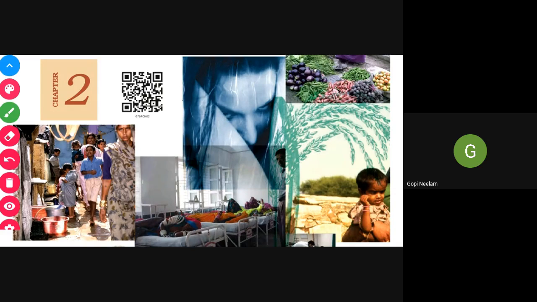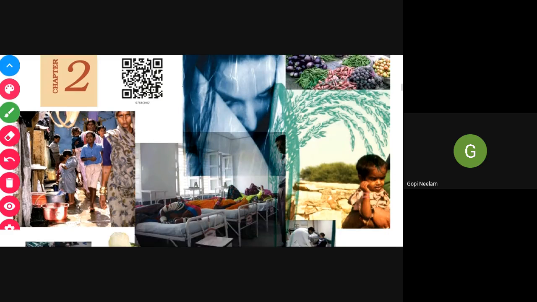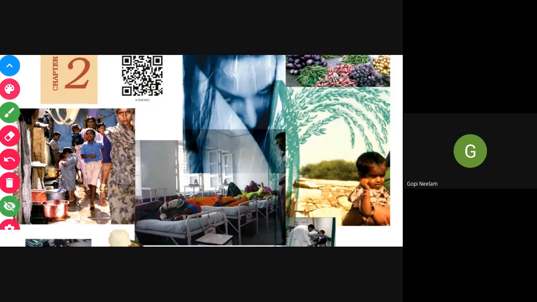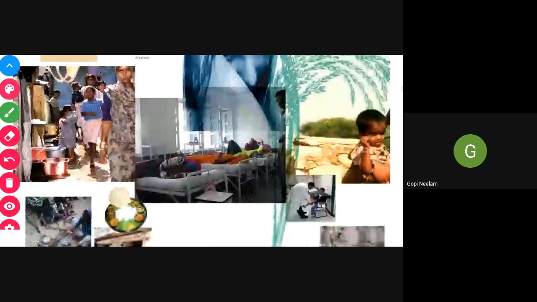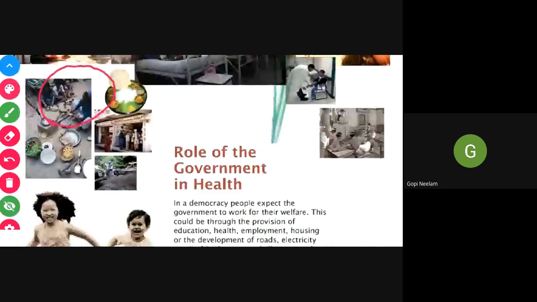Before starting the new concept in this chapter, let us have a summary of previous classes so that all the students, and those who are joining newly, will also understand. If you could see the screen, we are in chapter 2, and we need to understand the title of this chapter: Role of the government in health.